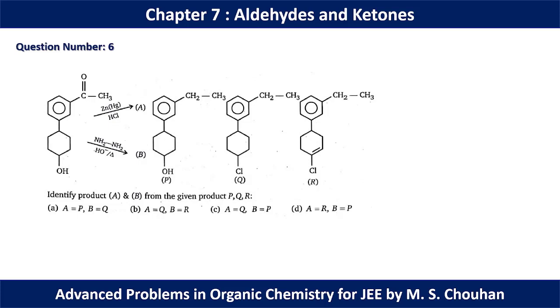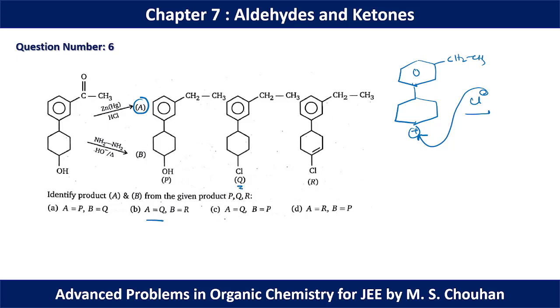In question number 6, we have zinc amalgam and HCl. So zinc amalgam and HCl can reduce this, along with the dehydration of OH, which will give a positive charge over here, and the Cl minus can be attached at this position. So if we use zinc amalgam and HCl, it will be converted to CH2CH3 along with the formation of a carbocation in this place, and finally this Cl minus will be attached. So for A, the correct option should be Q. So A-Q, one of these two will be the perfect answer.